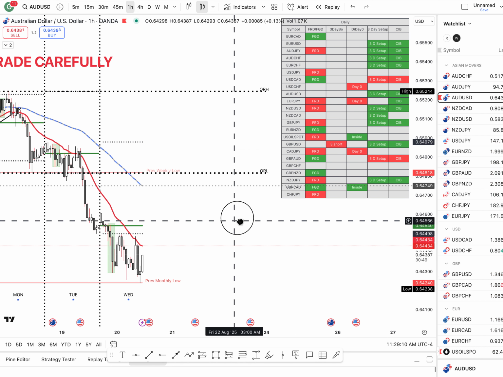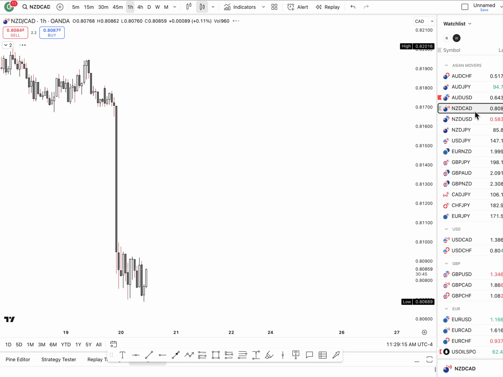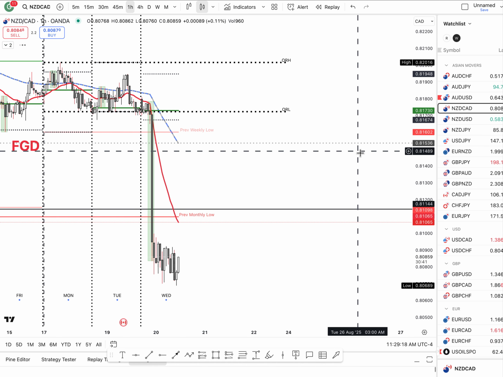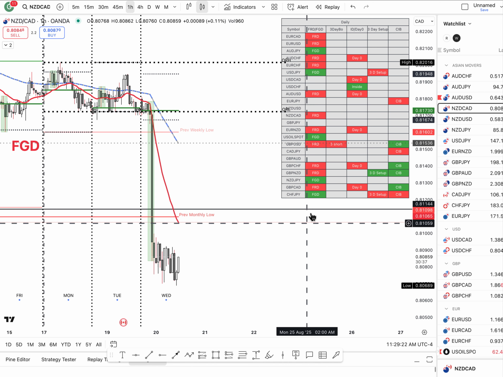Now the next option, what do we have here? NZD card and NZD USD. NZD card showed what? Let's look at the screener. NZD card, reload.